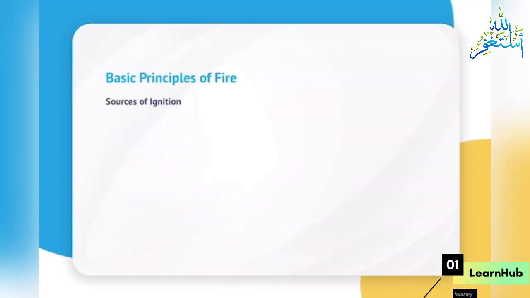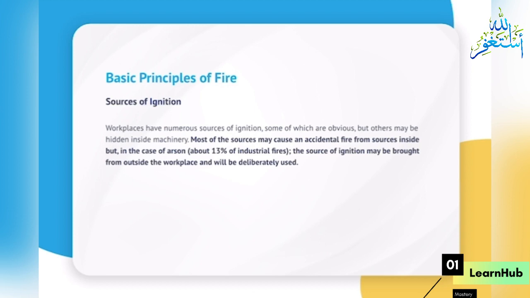Basic principles of fire. Sources of ignition. Workplaces have numerous sources of ignition, some of which are obvious, but others may be hidden inside machinery. Most of the sources may cause an accidental fire from sources inside, but, in the case of arson, about 13% of industrial fires, the source of ignition may be brought from outside the workplace and will be deliberately used.